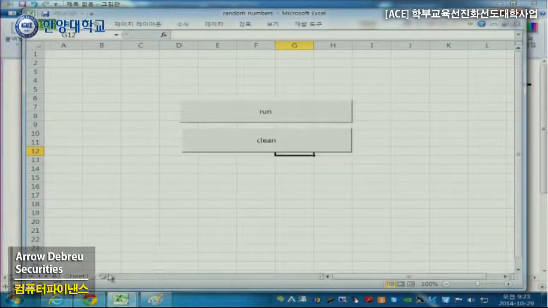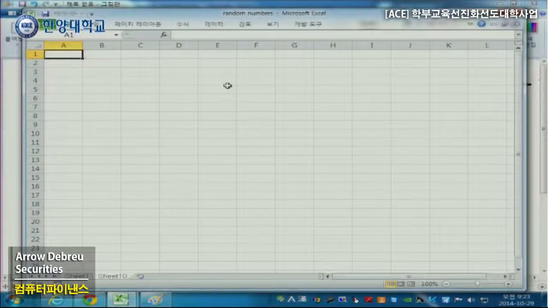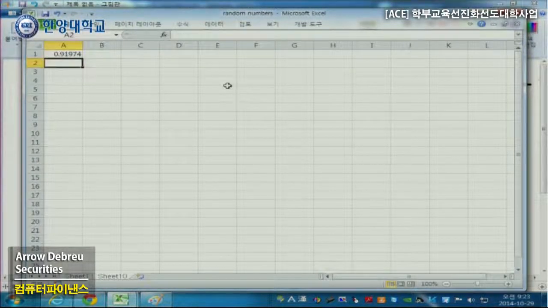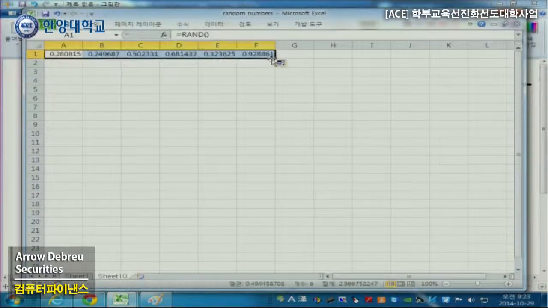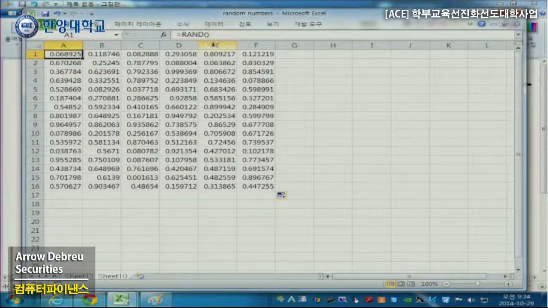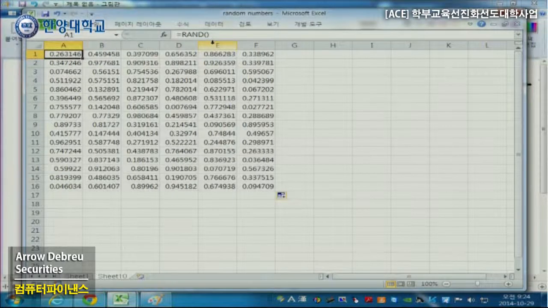Uniform distribution. In Excel, we have a very simple function called RAND. These are all random numbers between 0 and 1, drawn from the uniform distribution. It is very simple. Why don't you try it? And if I press F9, then it is refreshed.